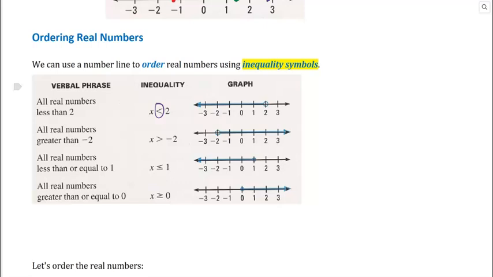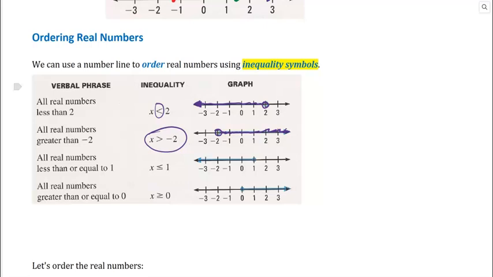Notice on the graph, we put a circle around 2, and everything less than that. All the real numbers less than 2. And of course, the next one, x is all real numbers greater than -2. So we find -2 on the graph, put a circle on it, and everything greater is to the right of that. And you'll notice that both of those have open circles because the open circles indicate either less than or greater than.